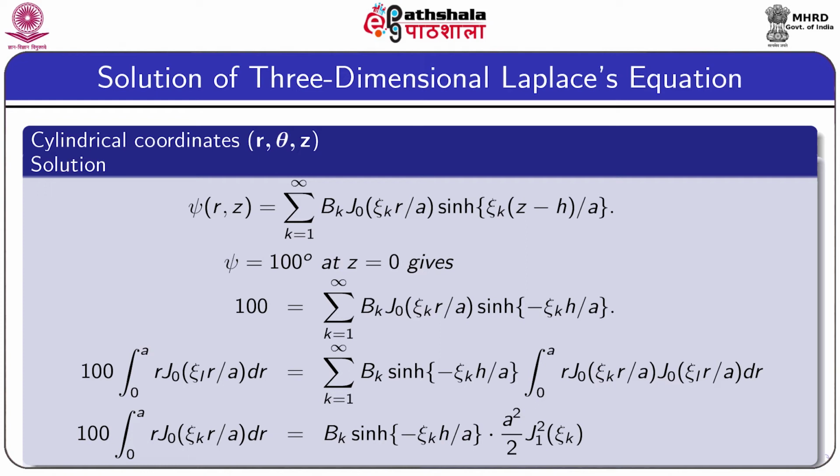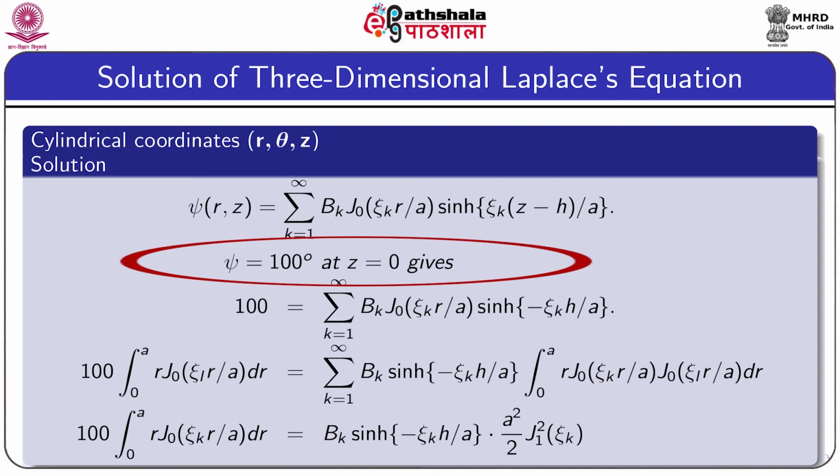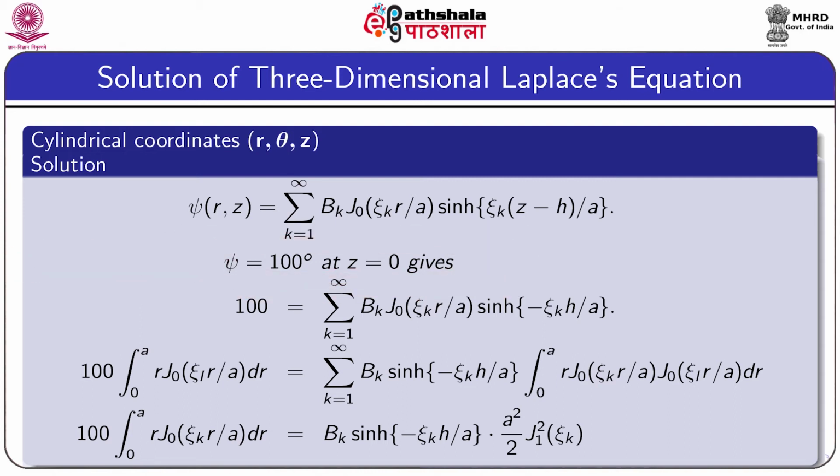Therefore, using the principle of superposition, we can write the general solution as ψ = Σ_k B_k J0(ξ_k r/a) sinh(ξ_k (z-h)/a). Now, the other condition is ψ = 100 at z = 0. So, it gives the relation 100 = Σ_k B_k J0(ξ_k r/a) sinh(-ξ_k h/a), and this is again a Bessel series.